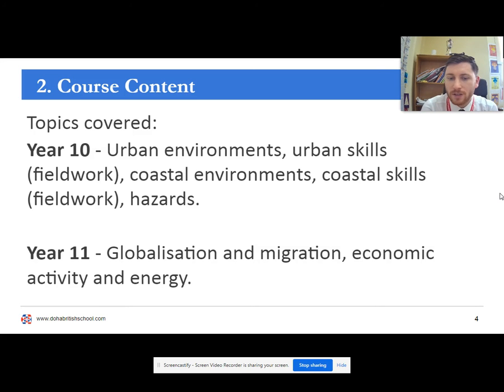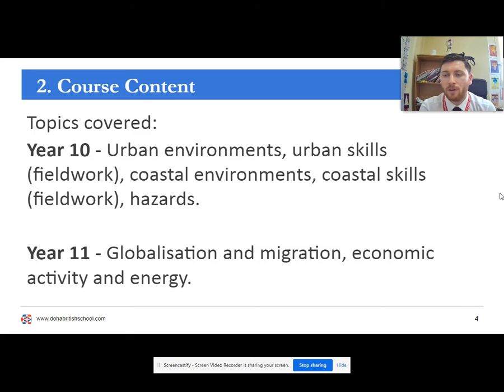We then move on to coastal environments. So we look at what happens at the coast. We look at the processes that happen there. We look at how it's all formed, how we get our beaches, how we get our caves, how we get our coastal landforms. We then look into the different kind of ecosystems that we can find on the coast.